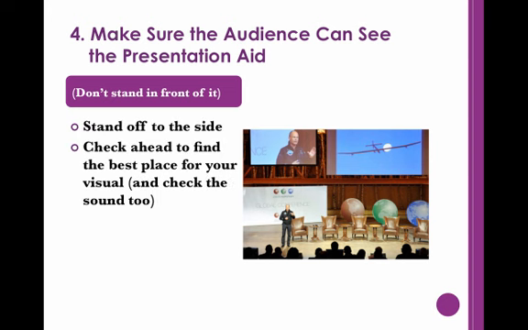If possible, it might be wise to check the room ahead of time and find the best area to display your visual. Walk to different areas of the room to test how well it can be seen. And be sure to check audio volume if you choose to use sound. You should consider checking these elements during your speech.